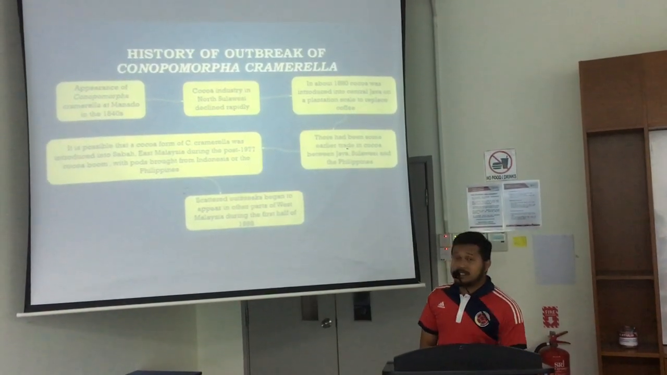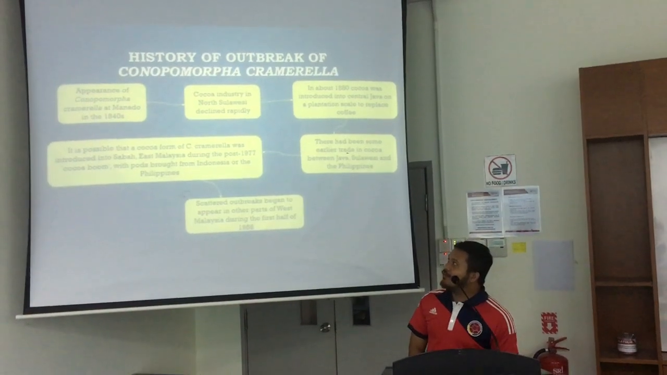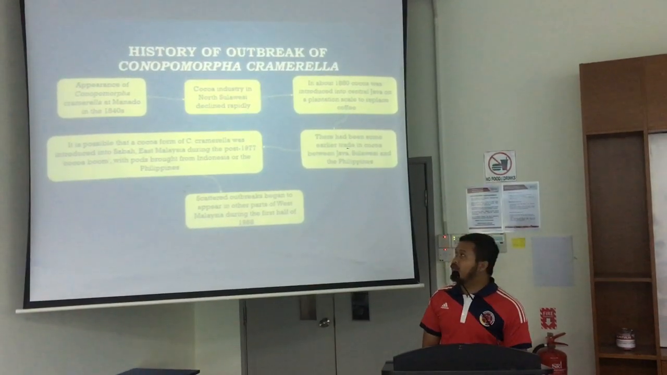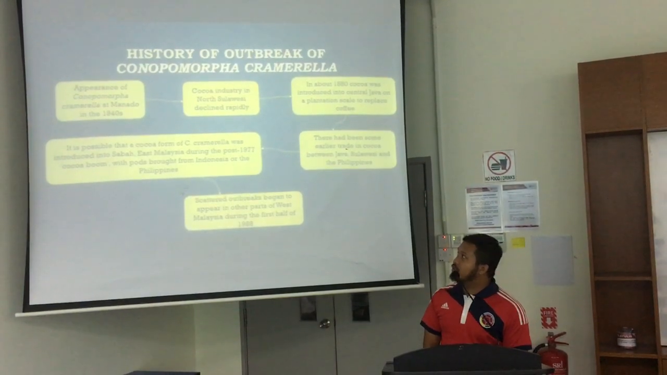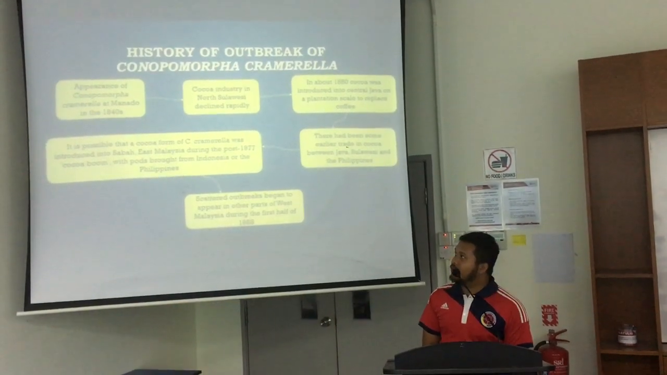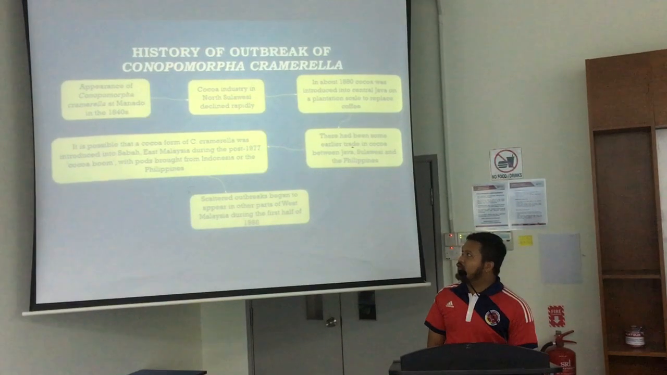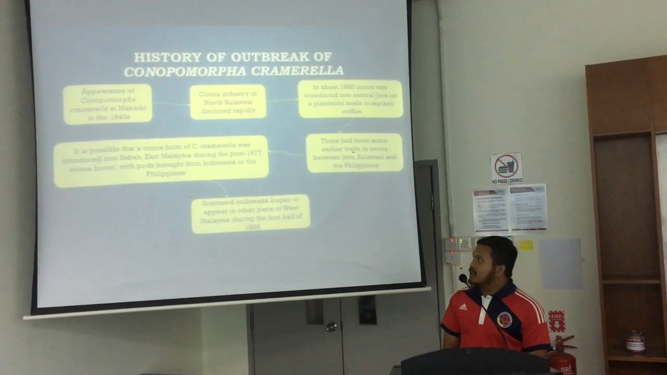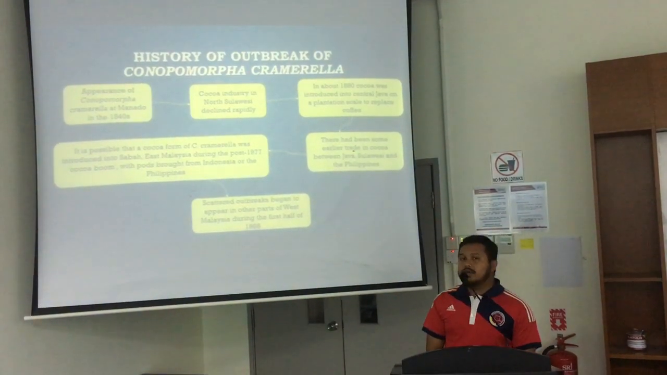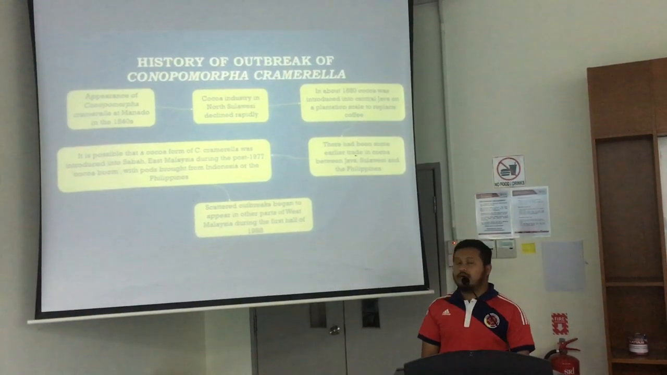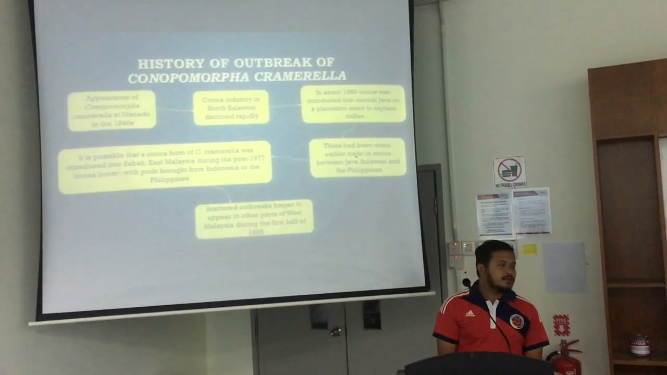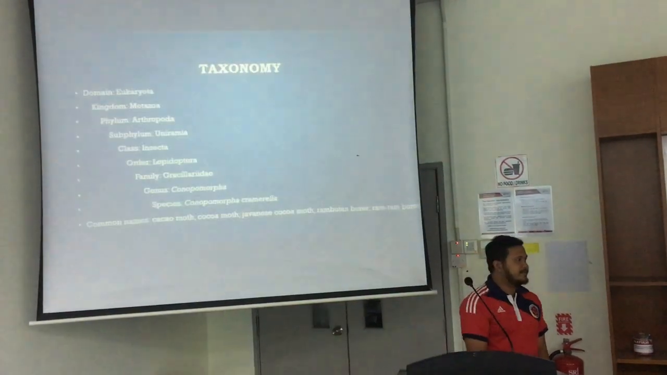After that, it is possible that a cocoa form of Conopomorpha cramerella was introduced into Sabah, East Malaysia during the post-1977 cocoa boom, with pods brought from Indonesia or the Philippines. Then scattered outbreaks began to appear in other parts of West Malaysia during the first half of 1988. So I pass to my friend.